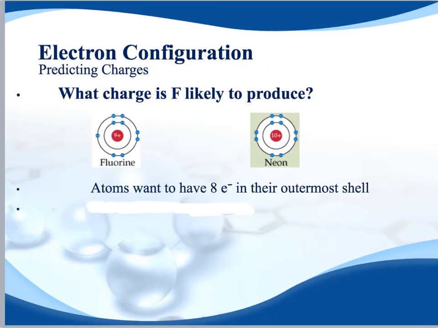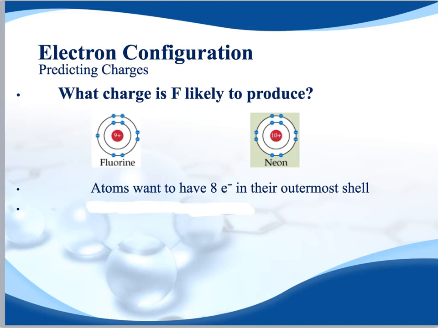Now let's think about what sort of charge fluorine is likely to produce. It's an element with atomic number 9, and again it still wants to have the same number of electrons as the nearest noble gas. So what's going to happen here? Well, let's think about it. It's got 9 total: 2 in the innermost shell and 7 in the next shell out here. And it wants to become like neon, which is the closest noble gas. This has 9, this has 10. So it's going to want to become like neon.